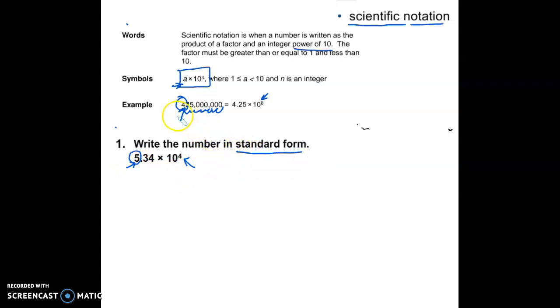Standard form means it has a whole number. So I'm going to write down 5, 3, 4. And this 10 to the 4th exponent means I'm going to write 1, 2, 3, 4 zeros, since I'm multiplying by 10,000. So I write 5, 3, 4 and add 1, 2, 3, 4 zeros. Once I add the 4 zeros, I need to move the decimal 4 places. The decimal is right here, so I'm going to move the decimal.